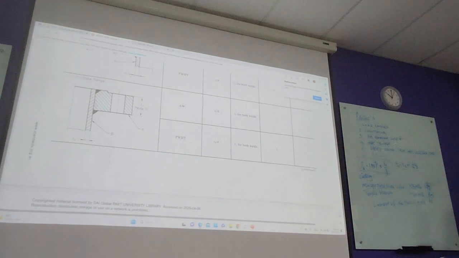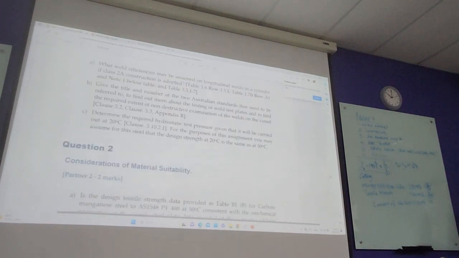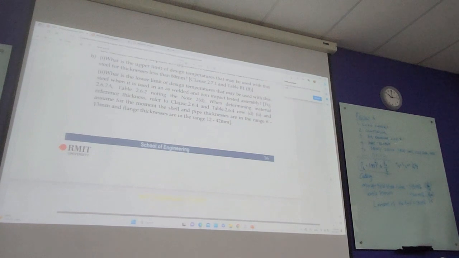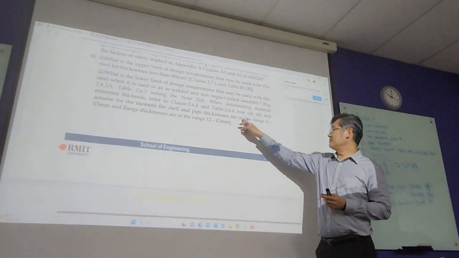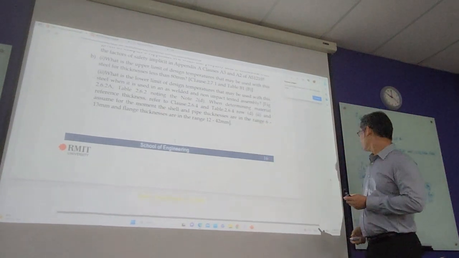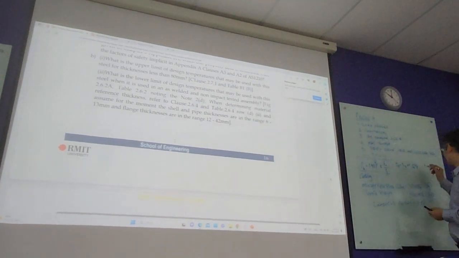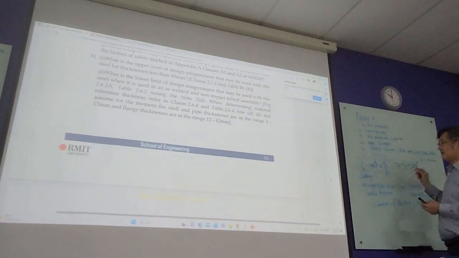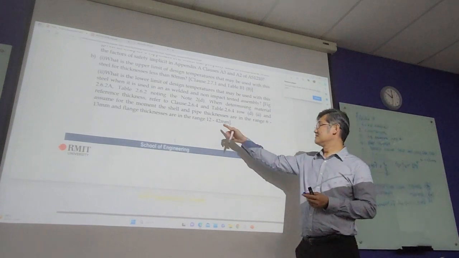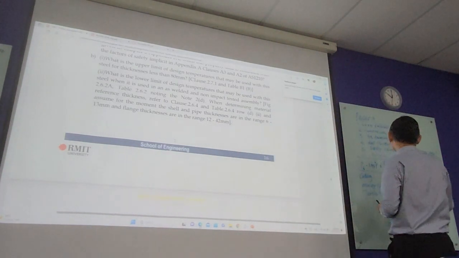So our question actually asks us, right? Your pipe thickness range is 6 to 13. So your pipe thickness is this. Alright, 6 to 13. And then our flange thickness is 42.